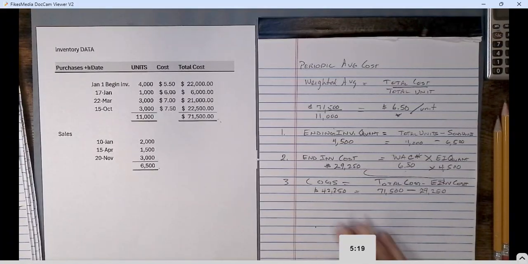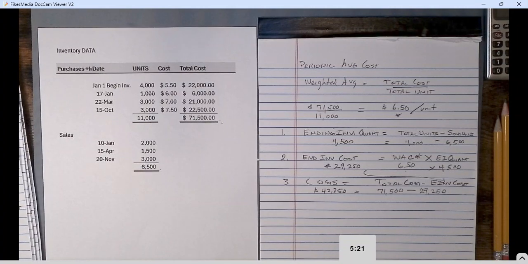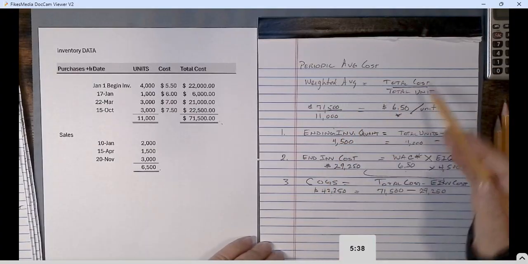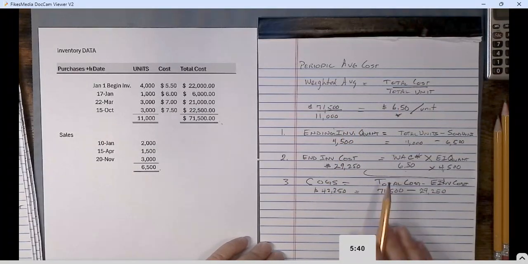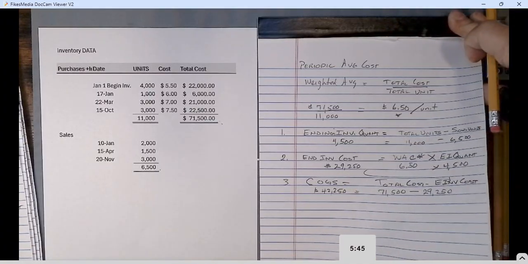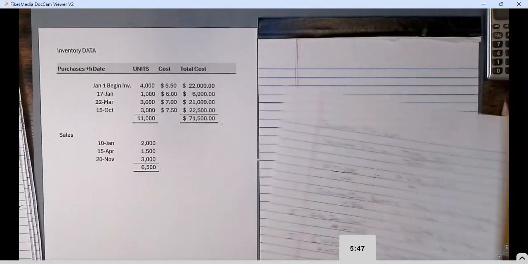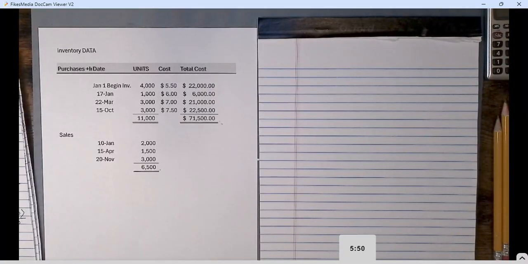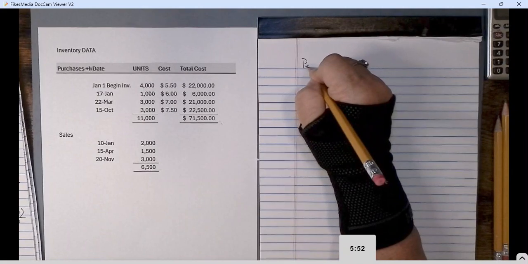Periodic average cost. There are three questions that will be asked. It could be a multiple choice question that asks, what's the ending inventory quantity? It could ask, what's the ending inventory cost? It could ask, what is the cost of goods sold? So these are the three variables that the questions can ask, and this is the procedure to get all of those answers, some of which you have to get before the others. Okay, periodic average cost. Now let's take a look at perpetual average cost.